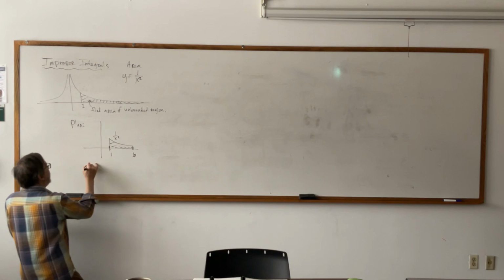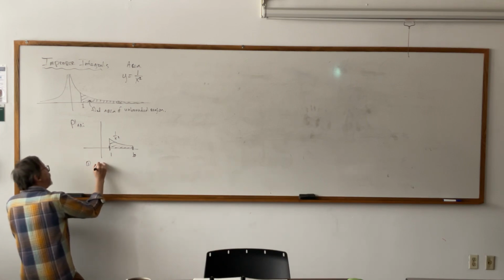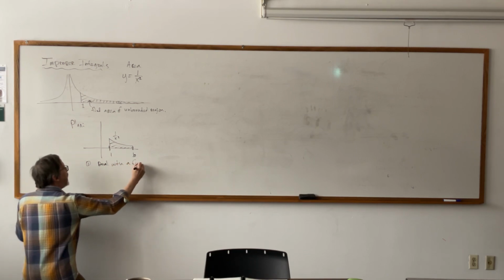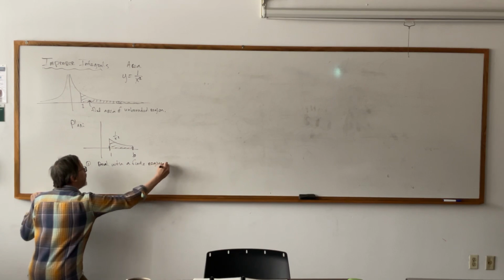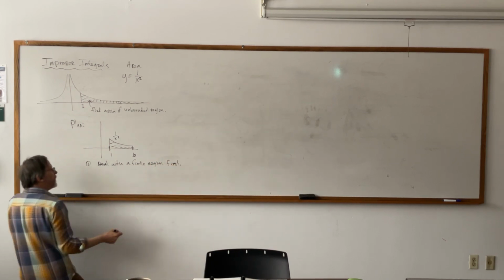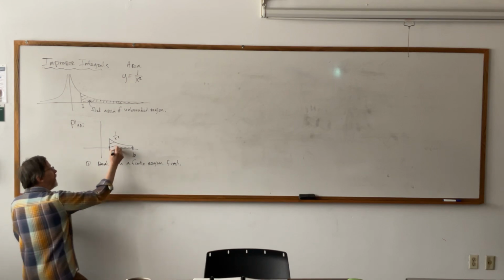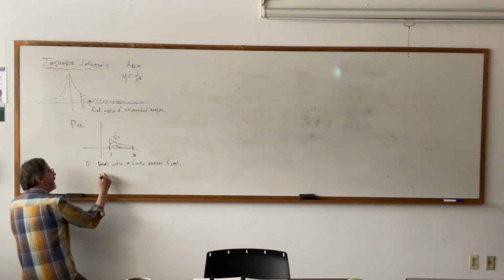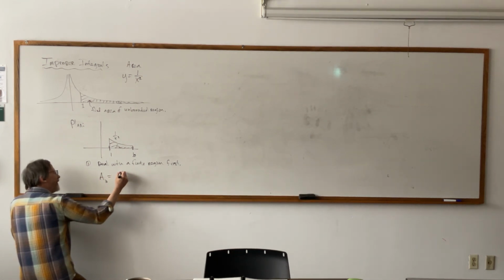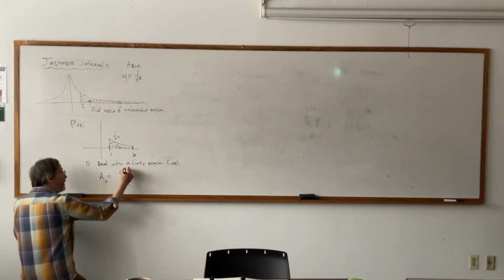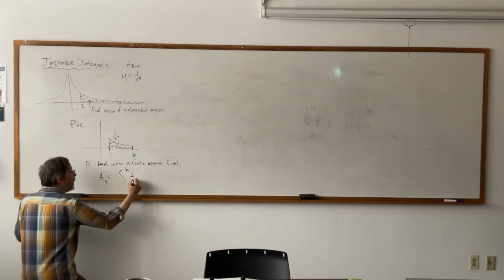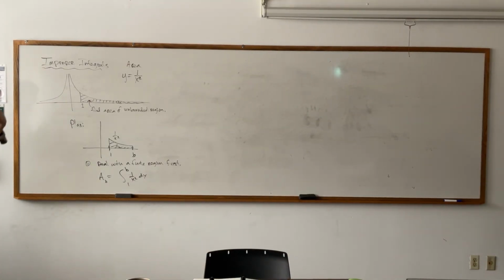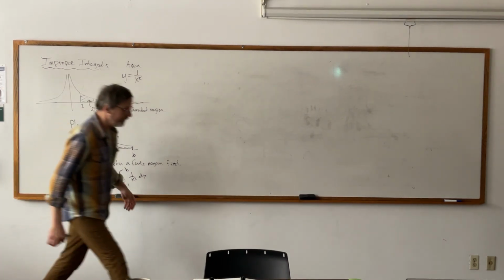So step 1 is deal with a finite region first. So I'm going to find that area here. I'll call this little area, area sub b, something like that. And that area of b is going to be the integral from 1 to b of 1 over x squared. We've been doing this like crazy.